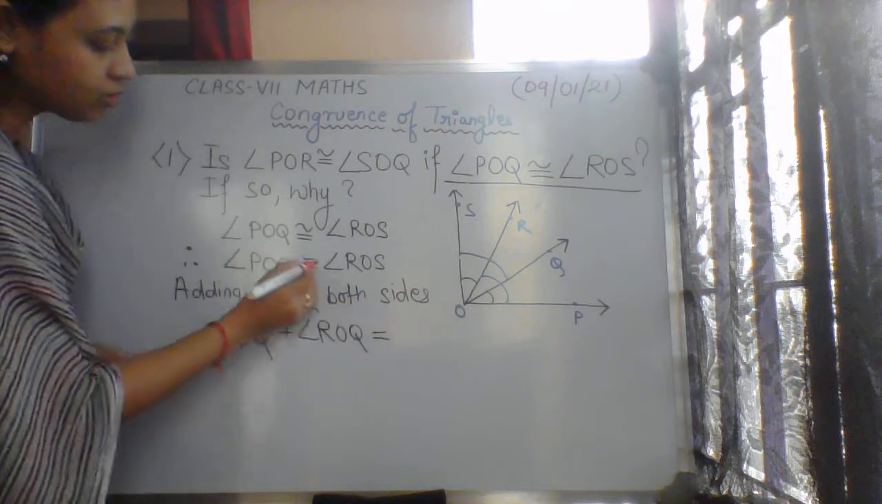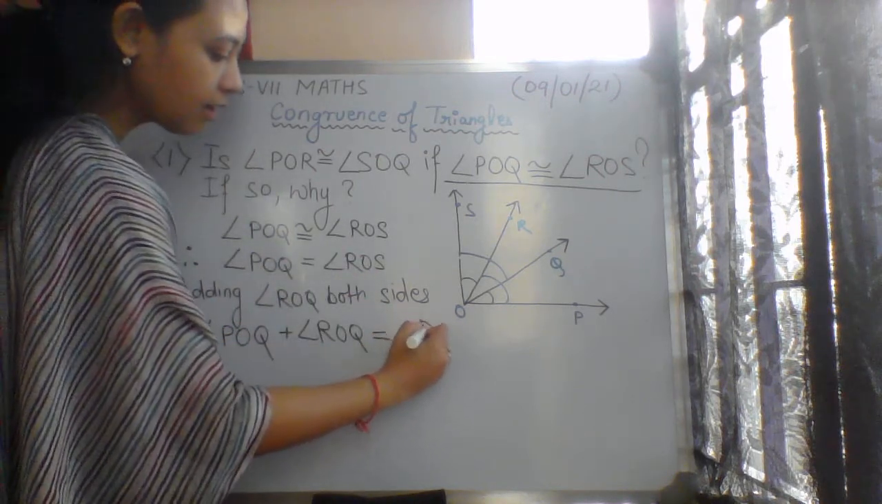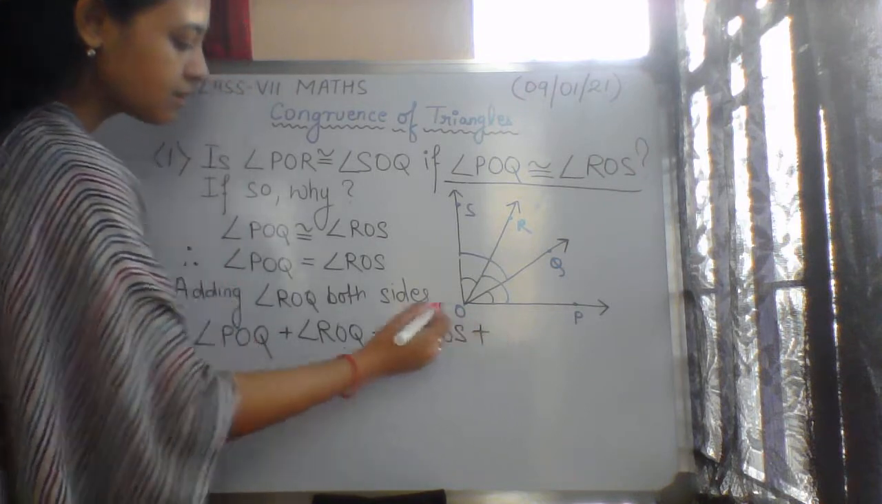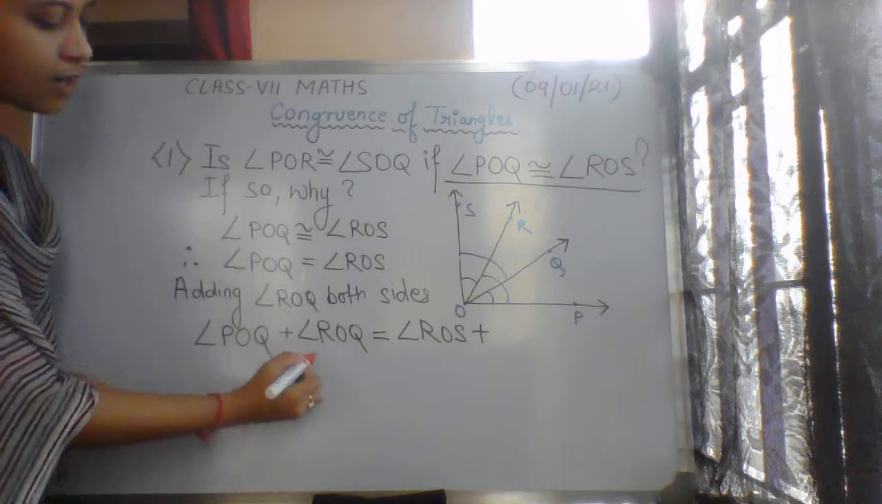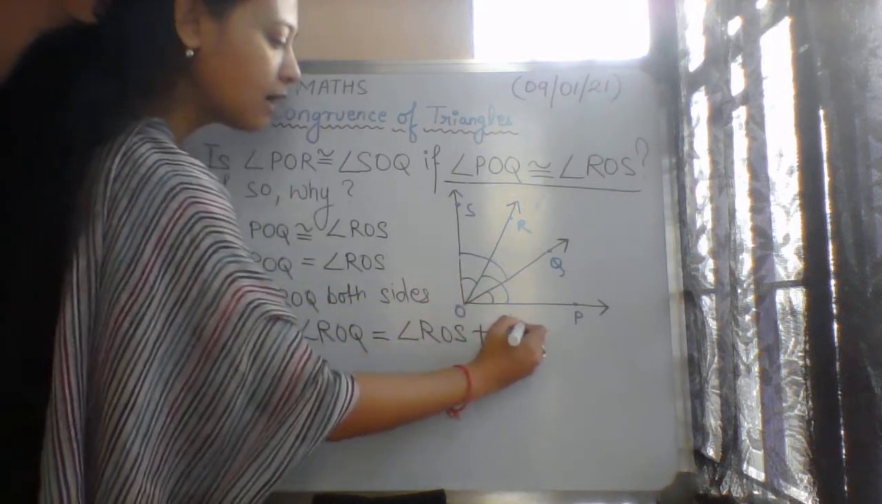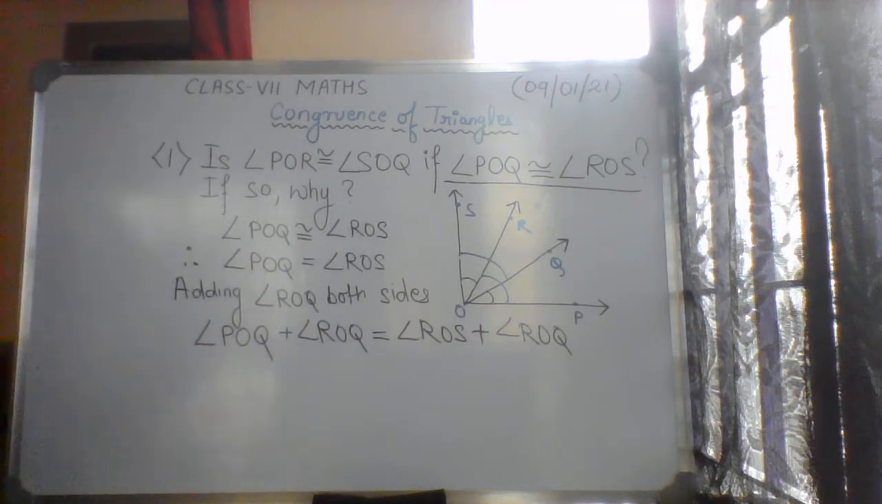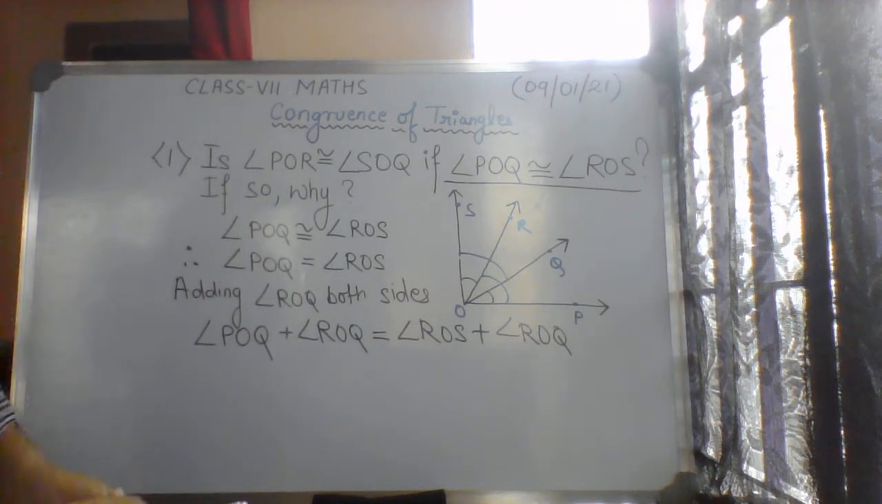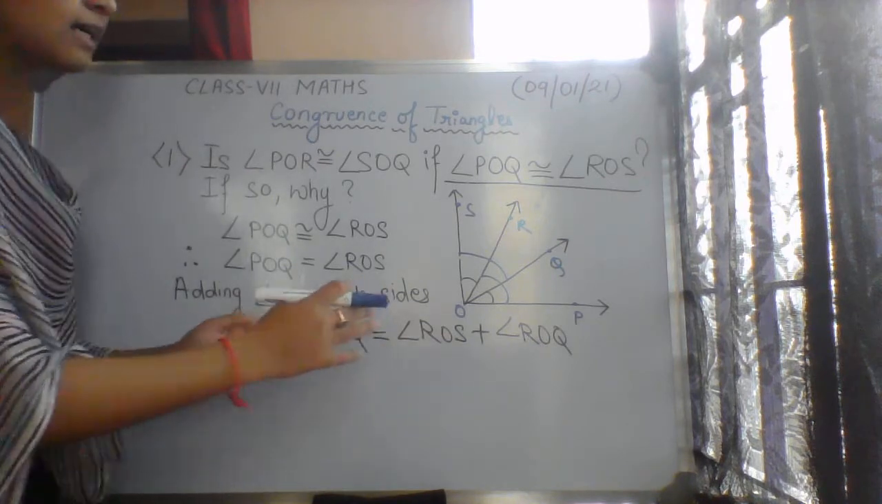Okay, equal to, this equal to. Okay, now angle ROS is there already. Angle ROS plus, again on the right hand side we are also adding this term. Equal terms we are adding to both sides: angle ROQ. So one thing you just remember, we want to keep this equal to, so we cannot add unequal terms.